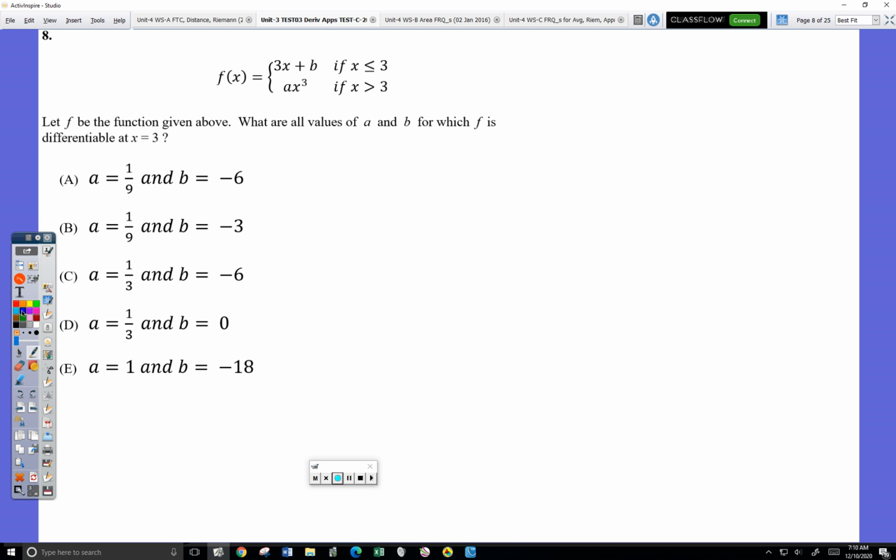I think part of the reason I'm writing it down is because when we do the written section of the test, you have to write out the limit statements in similar problems, otherwise they don't give you any points. So you're finding the left-hand limit, and what did that turn out to be? 9 plus b.